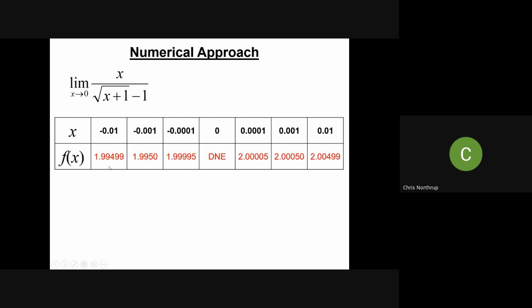However, limits are all about the journey. Where are you going to? Not necessarily where you end up at. As my x's approach 0 from the left and from the right, they are definitely making the y values approach a 2. So here my limit would be 2.